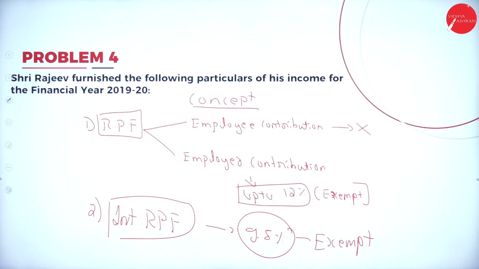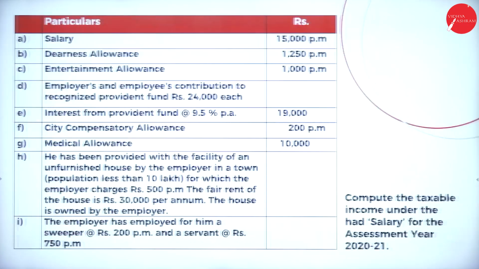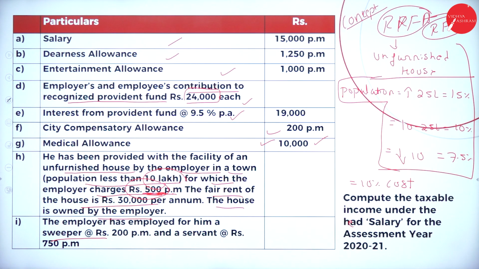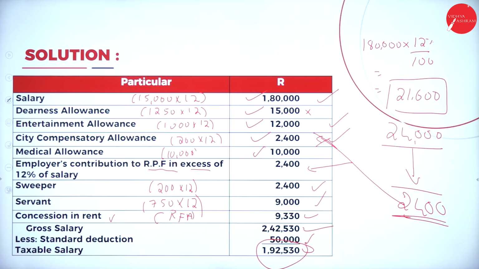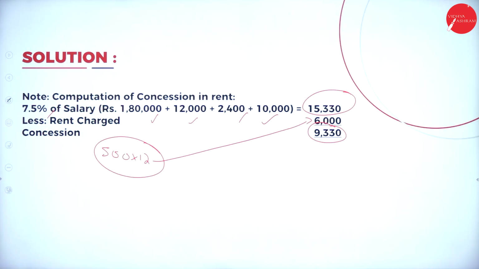This will be your problem number 4. I have explained the concept in the sheet itself. This is your answer. Along with that, the RFA, rent-free accommodation, I have explained to you. This will be your solution. This will be your working note.